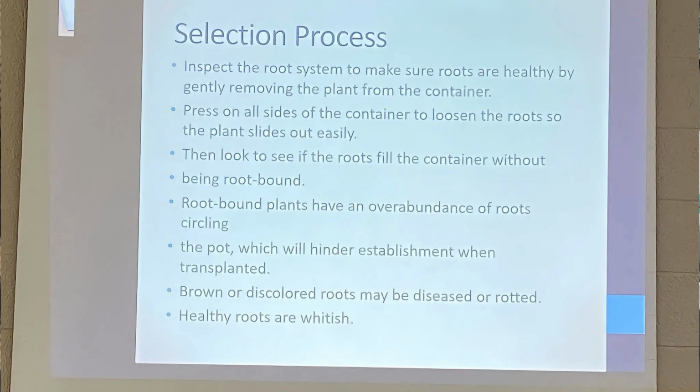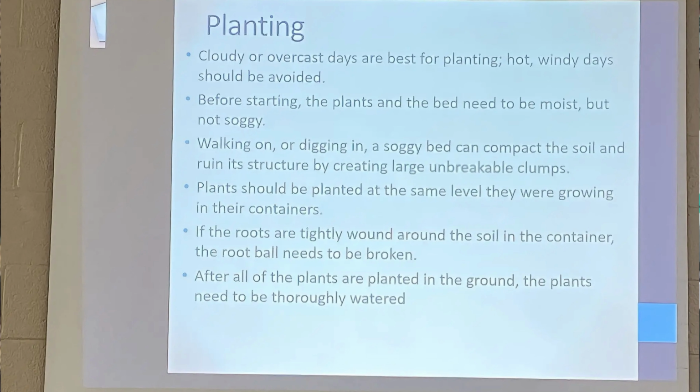And then, continued, inspect the root system to make sure roots are healthy by gently removing the plant from the container. Press on all sides of the container to loosen the roots so the plant slides out easily. Then look to see if the roots fill the container without being root bound. Root bound plants have an overabundance of roots circling the pot, which will hinder establishment when transplanted. Brown or discolored roots may be diseased or rotted. Healthy roots are whitish.